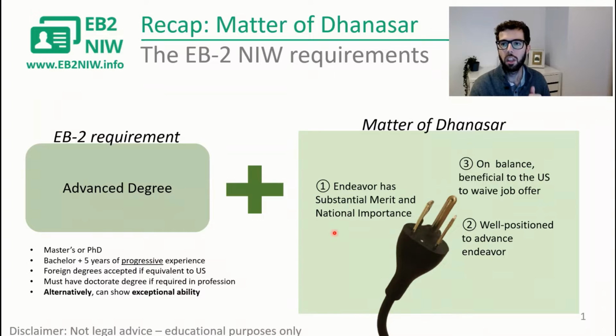Then you have to meet the 3 prongs of the Matter of Dhanasar. I have an entire separate video on this Matter of Dhanasar, but you should know that you have to have an endeavor that has substantial merit and national importance to the US. You have to prove that you are well positioned to advance that endeavor, and on balance, it's beneficial for the US to waive that job offer because, again, in this category, you are self-sponsoring.